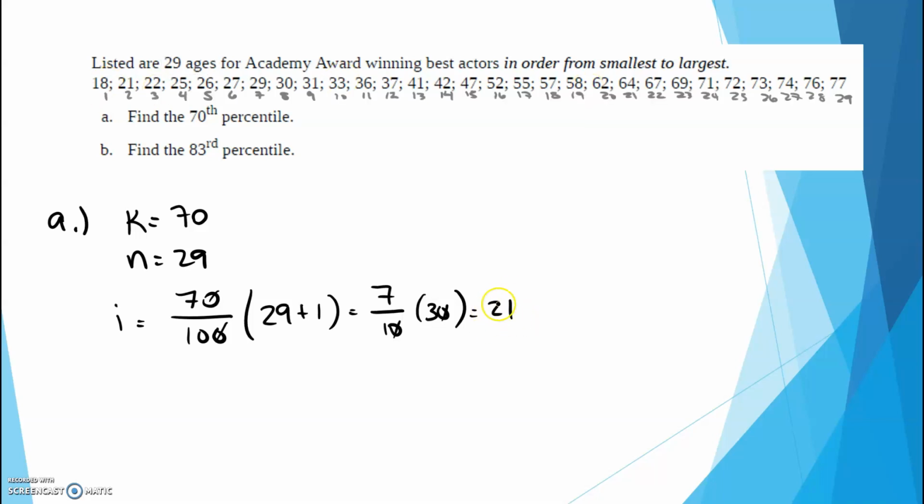Okay, so 21 is not my answer. I need to find the 21st position, which is right here. That's the 21st number. So the 70th percentile is actually 64, and that's your final answer.